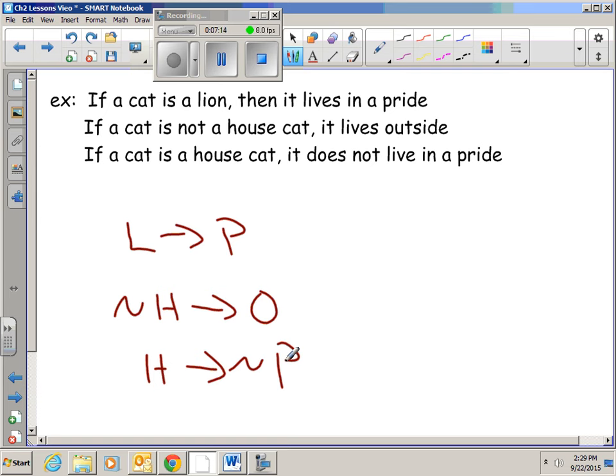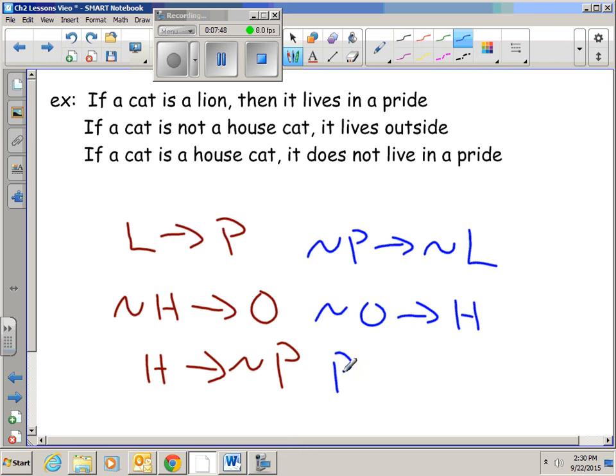I'm also going to write down the contrapositive to each of these statements. The contrapositive of if L, then P is if not P, then not L. Remember, the contrapositive both reverses and negates. So we reverse and we negate. So this is going to be not O, then not H. Well, the negation of a not H is yes H. And the last one is not P becomes P, then not H.